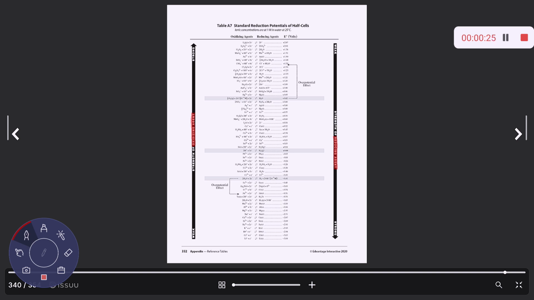Okay, so you'll notice up here that the strongest oxidizing agents are at the top. The weakest oxidizing agents are on the bottom. Over here, the stronger the oxidizing agent, the weaker the reducing agent. And then down here is the strongest reducing agent.